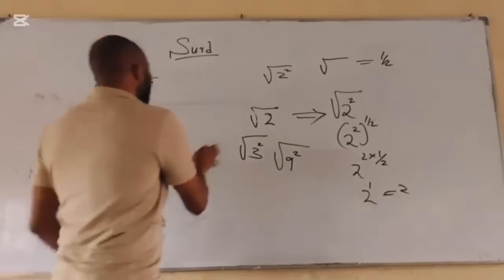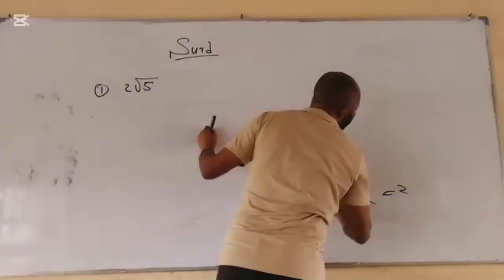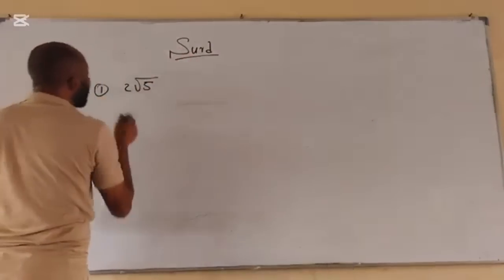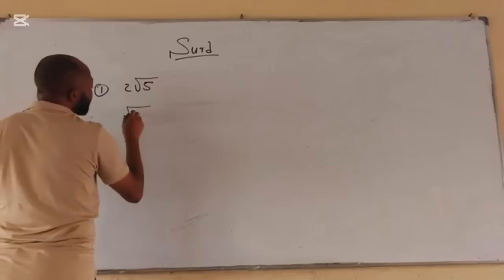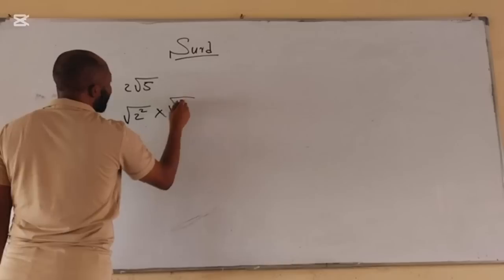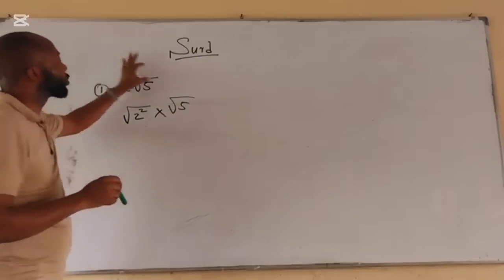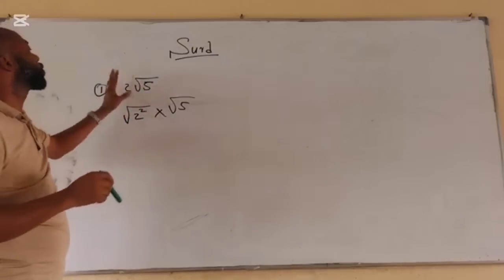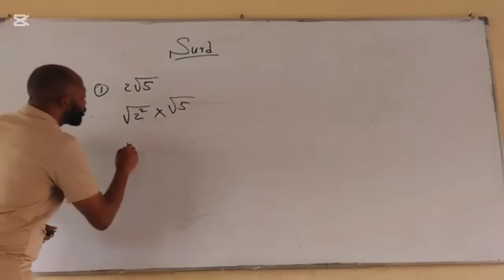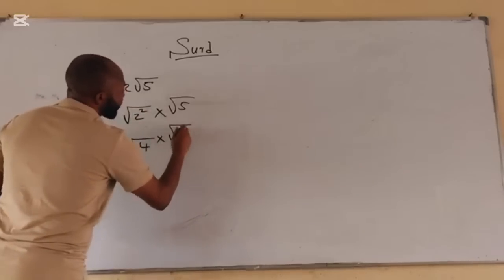So now, having said that, I can easily come down here and say this is the same thing as the root of 2 squared, times the root of 5. That is what it means. This means 2 times root 5. 2 root 5 means 2 times root 5. So this is the times here. So here, root 2 squared is 4, times root 5.